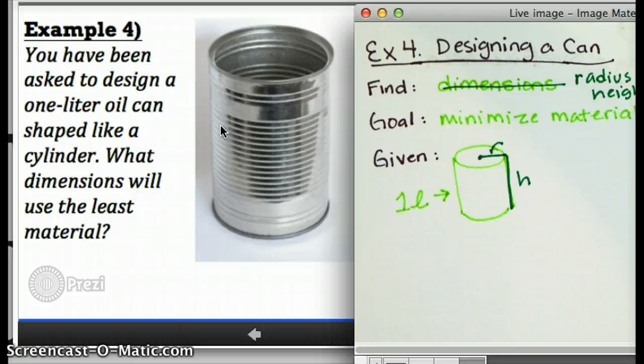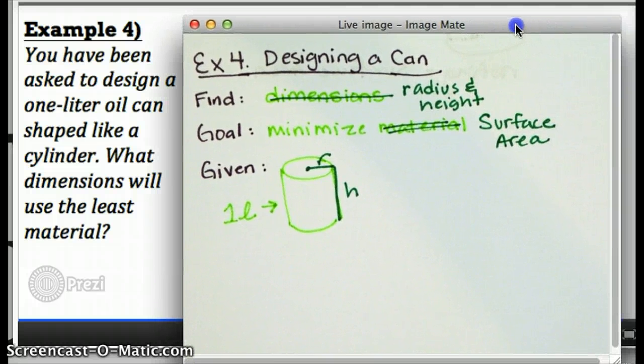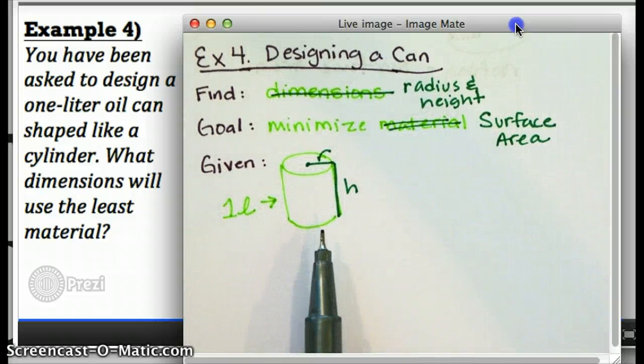In other words, mathematically speaking, the material around the edges is the surface area of the shape. What I'm really trying to minimize is the surface area. If I want to use as little metal as possible, I need the surface area to be small. So instead of saying that our goal is to minimize the material, let's be precise. We want to minimize the surface area of this shape.